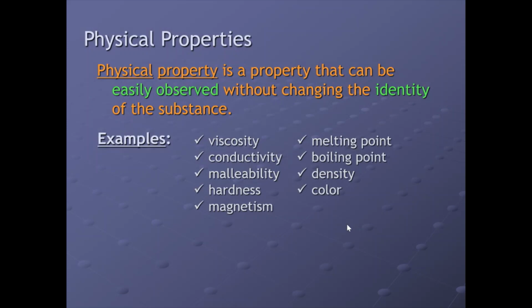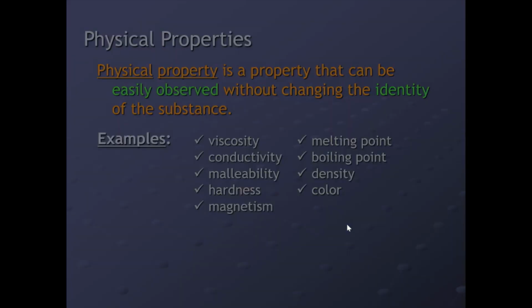And so physical properties, again, we saw a few examples earlier, but let's see a few more. A physical property is a property that can be easily observed, right? But you're not really changing the identity of the substance. It's just an observation that you're making, again, with your senses. So viscosity is just how thick a liquid is. Conductivity is whether it can soak up electricity and heat and pass it through, kind of like metal, right? Malleability is how you can bend or shape or mold something. And then hardness, whether something is magnetic, melting point, boiling point, density, color, all of these are examples of physical properties.